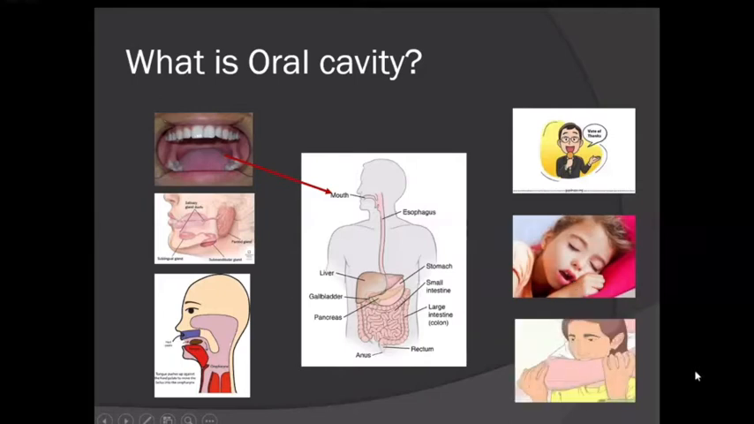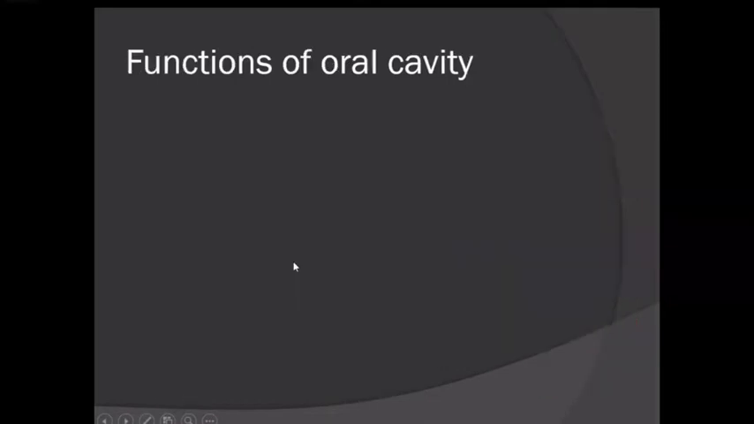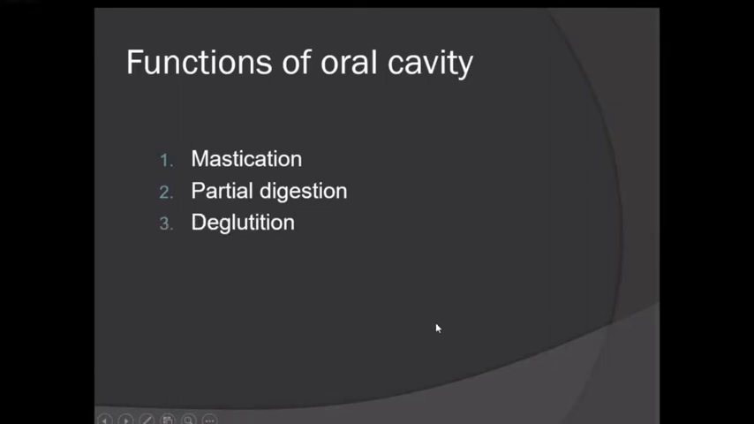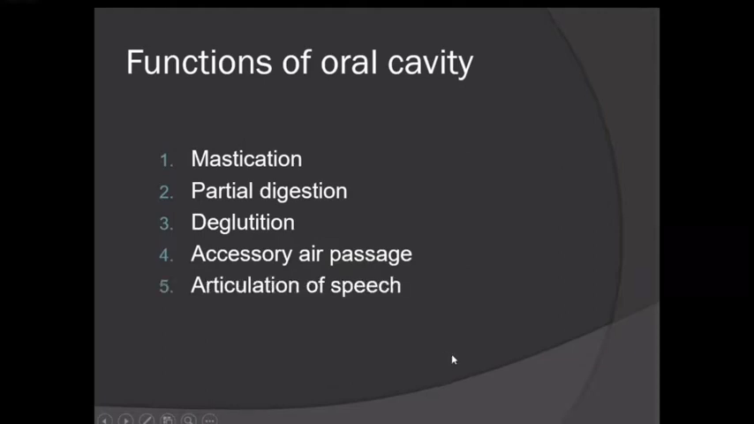And at times, defense. Somebody attacking you, you can use your teeth to bite and then get out of that attack. Or even offense, when you have to fight something, offense or defense, whatever you would like to call that. So these are all the basic functions. To summarize, you have mastication, partial digestion, deglutition, accessory air passage, articulation of speech, and sometimes defense. Is that clear? Okay, now we'll move ahead.